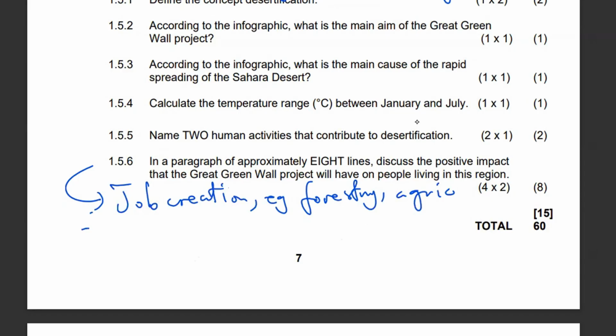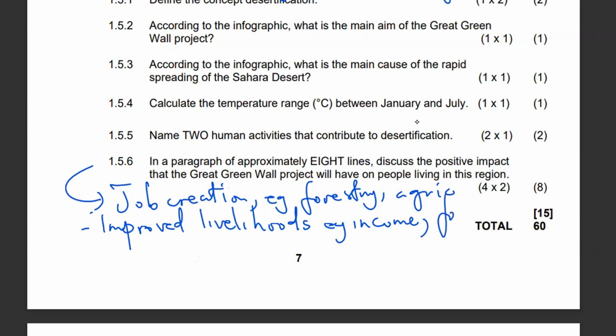And besides job creation, we can also look at improved livelihoods. For example, income. People are going to get a decent income through that project. And also the effect of food security. People are going to be food secure through that project. And also it can assist in improved water availability.